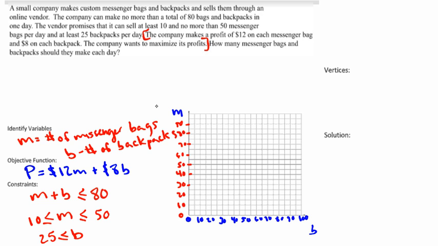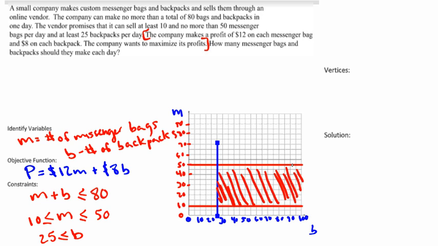Okay, so now it's time to graph our constraints. We know that messenger bags has to be between 10 and 50. We know that the backpacks have to be greater than or equal to 25. So there's the 25 point. And at the moment, we are looking at this area in here. All right, and then the last one that we need to deal with is this M plus B is less than or equal to 80.